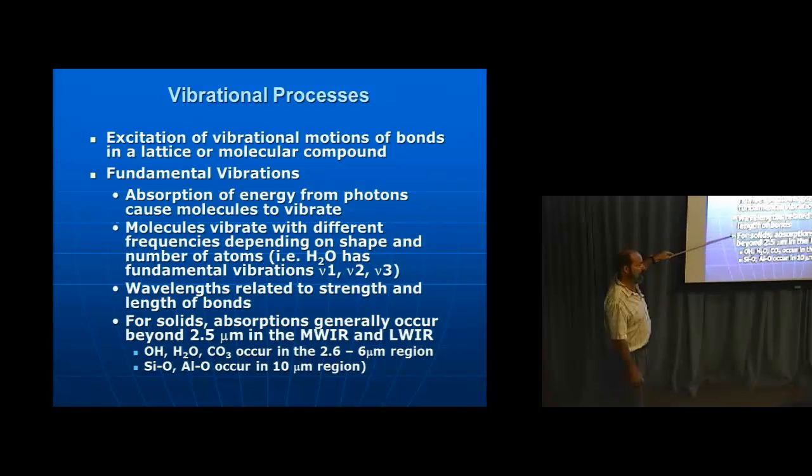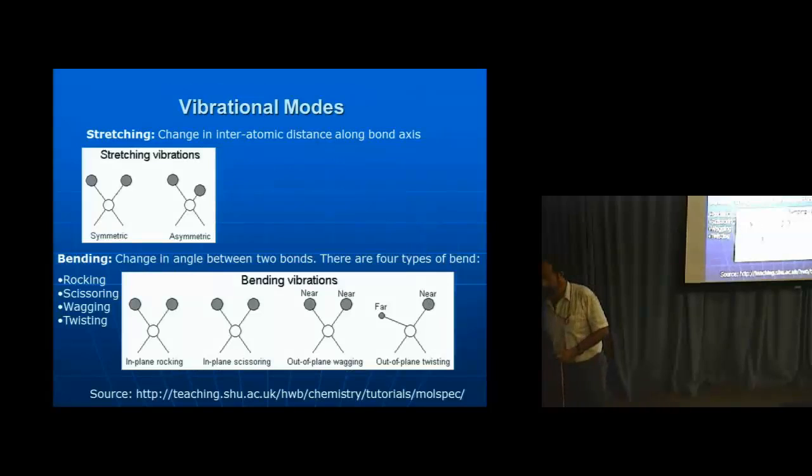The principal or primary features occur longwards of 2.5 micrometers. We'll see some of these when I talk about the long wave IR. But for some of the key components of Earth materials, we have features between 2.6 and 6, and then we have these other ones that occur at longer wavelengths, and we see what's known as combination tones and overtones of these at shorter wavelengths.